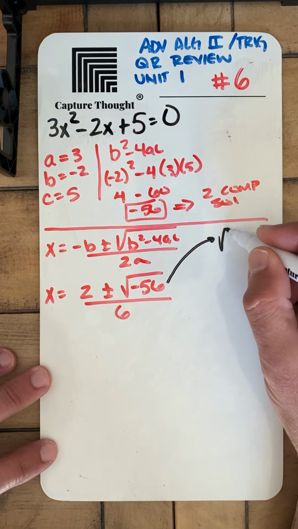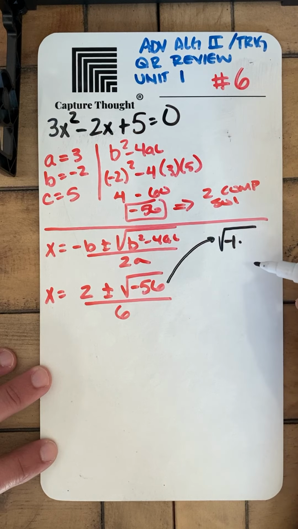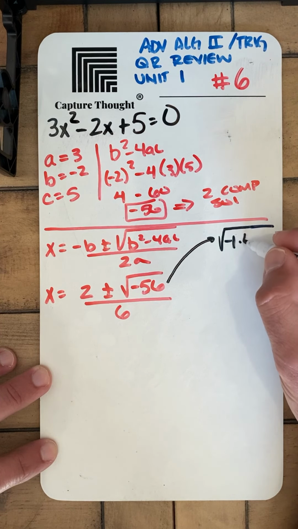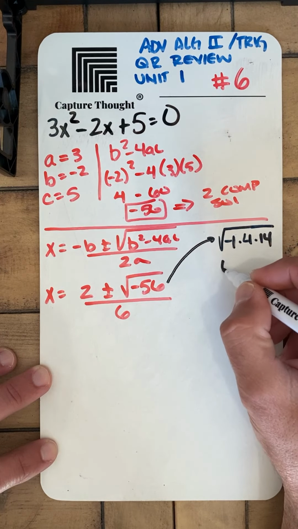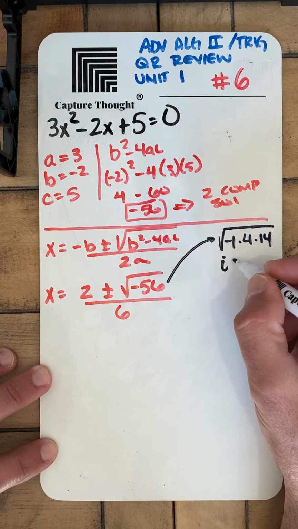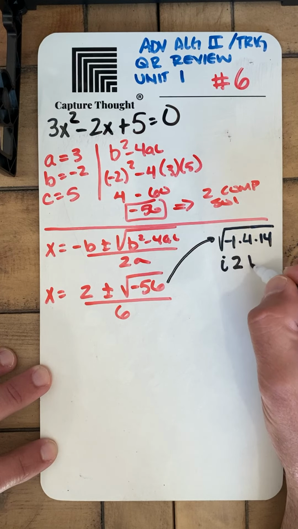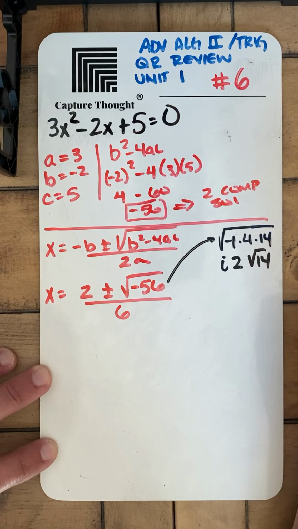We know it's going to be square root of -1. I'm looking for the largest perfect square that's a factor of 56. So it turns out 4 times 14 is 56. So I'm going to go a 4 and a 14. So the square root of -1 becomes i, the square root of 4 becomes 2, and the square root of 14 just remains the square root of 14.